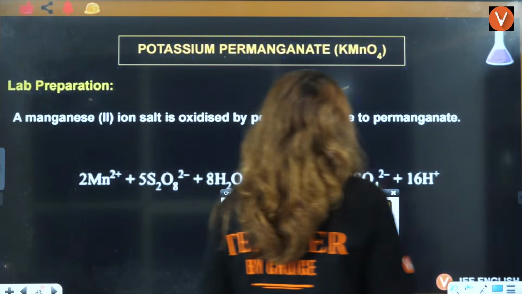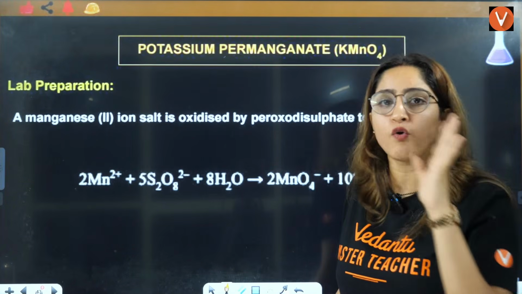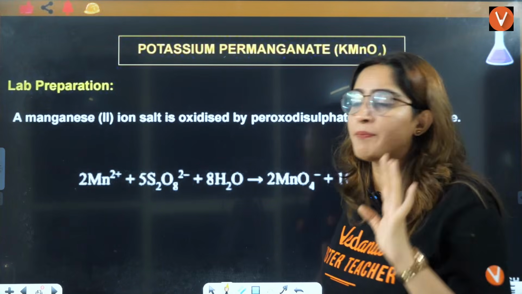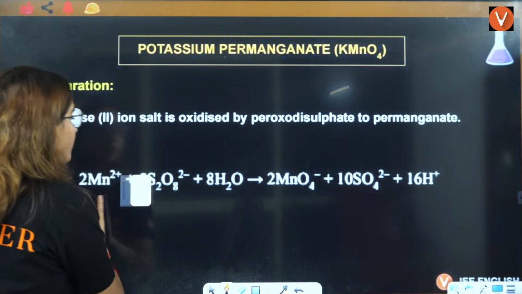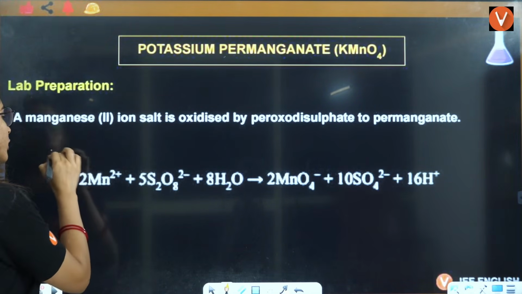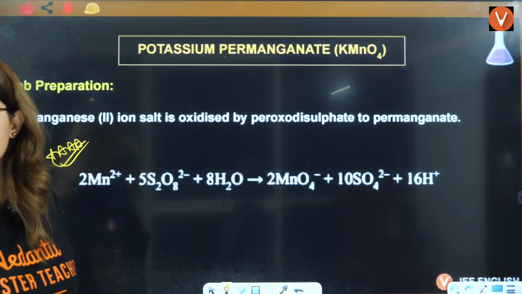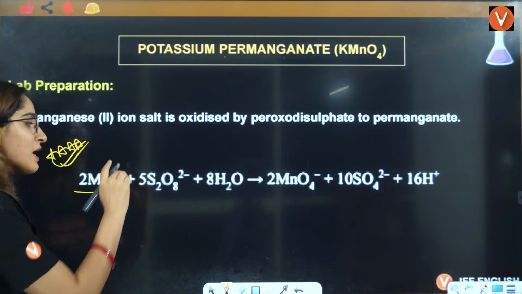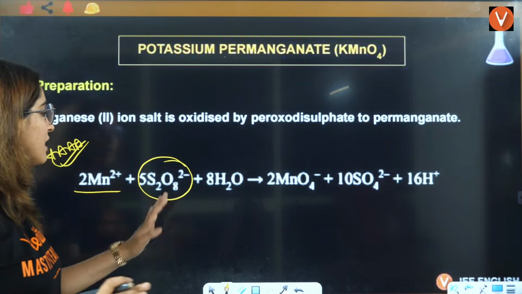Now, those three cases from pyrolusite ore I have already discussed. Now, in the lab, it is also prepared directly from Mn²⁺. This is a very important reaction mentioned in your NCERT. Very, very important reaction. Usually, we skip all these reactions, but they are very important. You have Mn²⁺, right? Here you have S₂O₈²⁻, right?